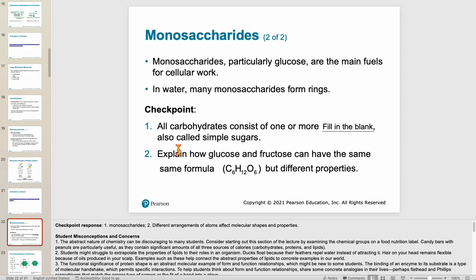Okay, I don't care for this slide. And notice the author says exactly what I told you. Monosaccharides, especially glucose, the main source of fuel for the body. And then the body converts glucose to ATP within the cell. So the cell uses ATP.